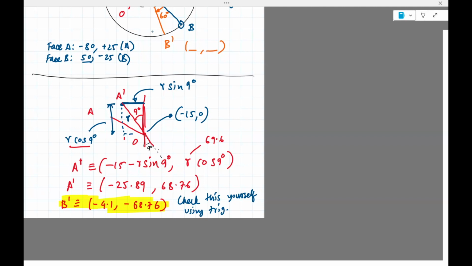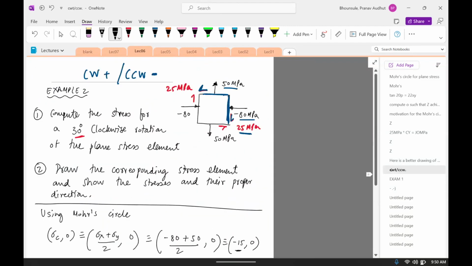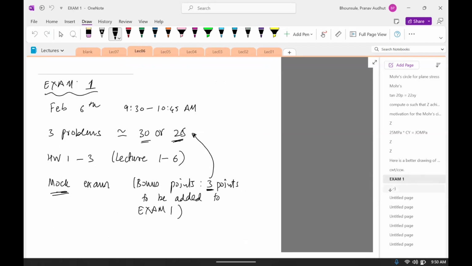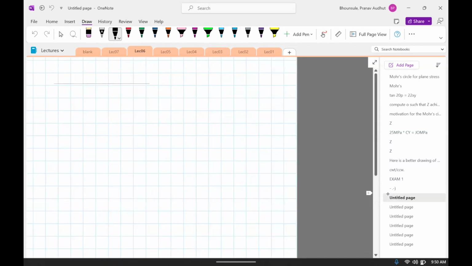So that's part one, which is figuring out the stresses at A prime and B prime. The next step is to draw the plane stress element in the rotated configuration. That's fairly straightforward. All we do is say that this is part, I think it's A and is it A and B? 1 and 2. Okay. This was 1, and then this is going to be 2.